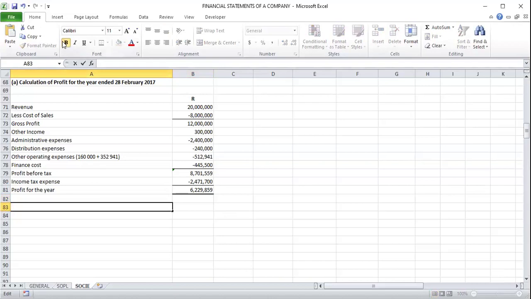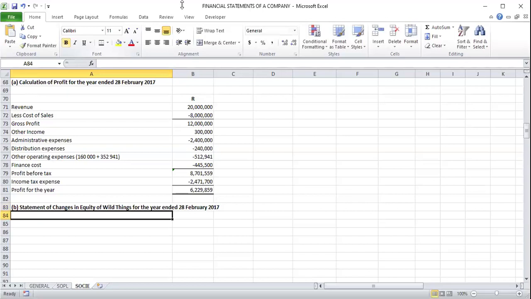Right. Then we'll have our part B. We'll then prepare our statement of changes in equity of Wild Things for the year ended 28th February. Right. So we'll have to provide for these things here.